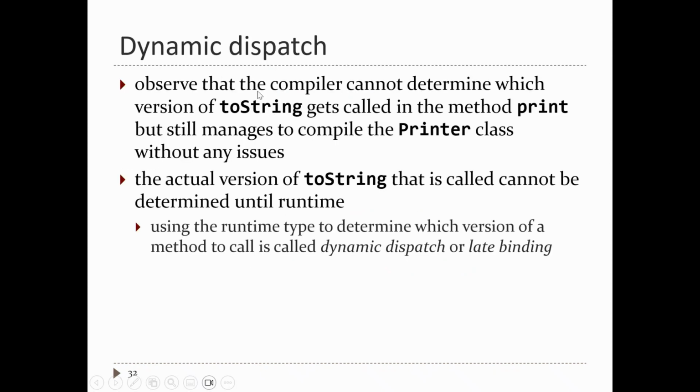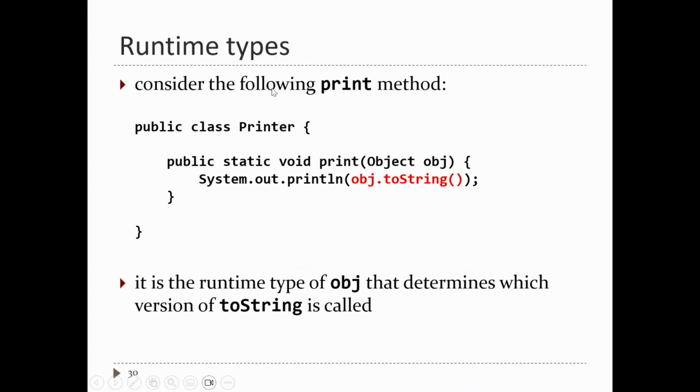Now if you really sat down and thought about this for a little while, this all looks a little bit strange. If we go back to this method right here, you can write this class and compile it, and the compiler is perfectly happy with it. It'll compile this method no problem. If you put in a main method that calls the method, no problem. Notice that there's absolutely no way for the compiler to determine which version of toString should be called. It doesn't know what the runtime type of obj is here.